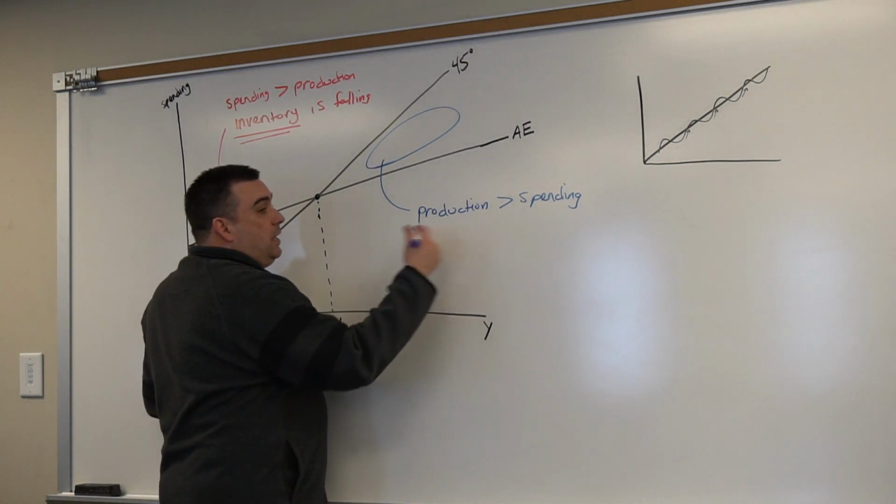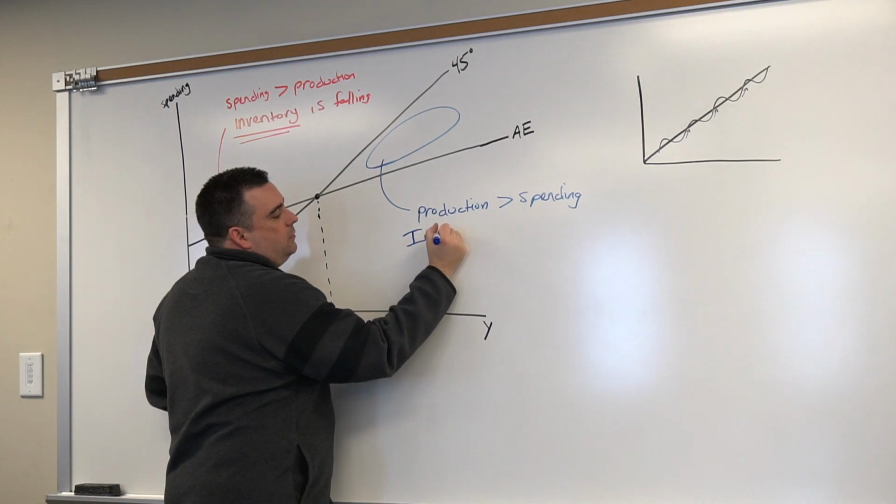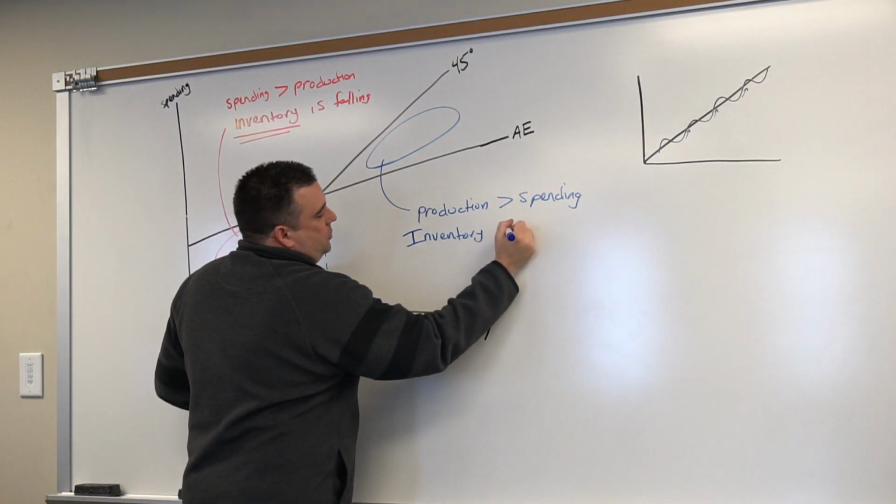And again, the textbook's official tracked variable that identifies this is, we look at it and we see that inventories are starting to rise.